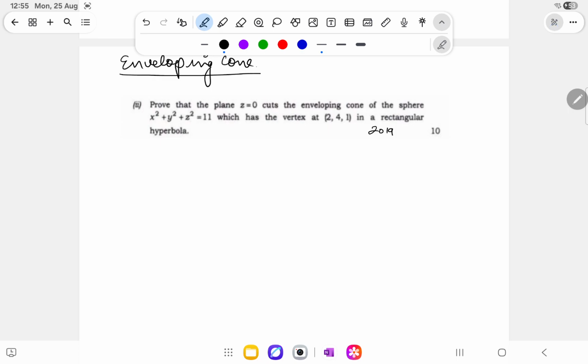So today we are going to see questions related to enveloping cone. There are only two questions related to this topic. So let us see them one by one.